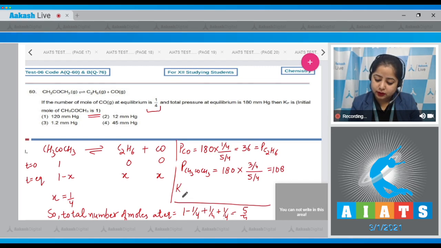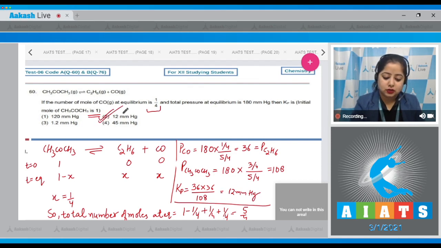Now let's calculate Kp, which is equal to partial pressure of products upon partial pressure of reactants. The partial pressures of products are 36 and 36, and that of the reactant is 108. Let's calculate. This will be 12 mmHg. That means the correct answer is option number 2. Moving to next question.